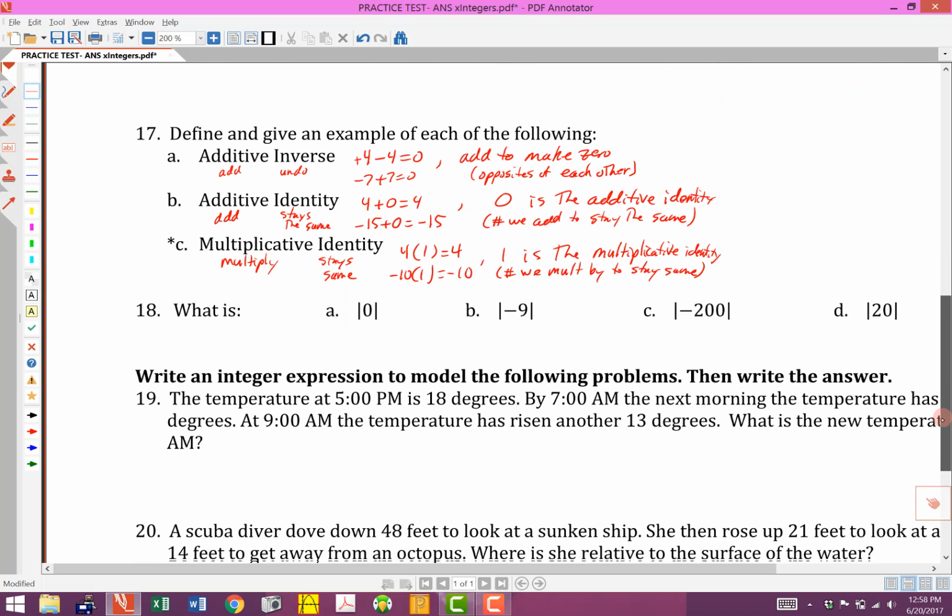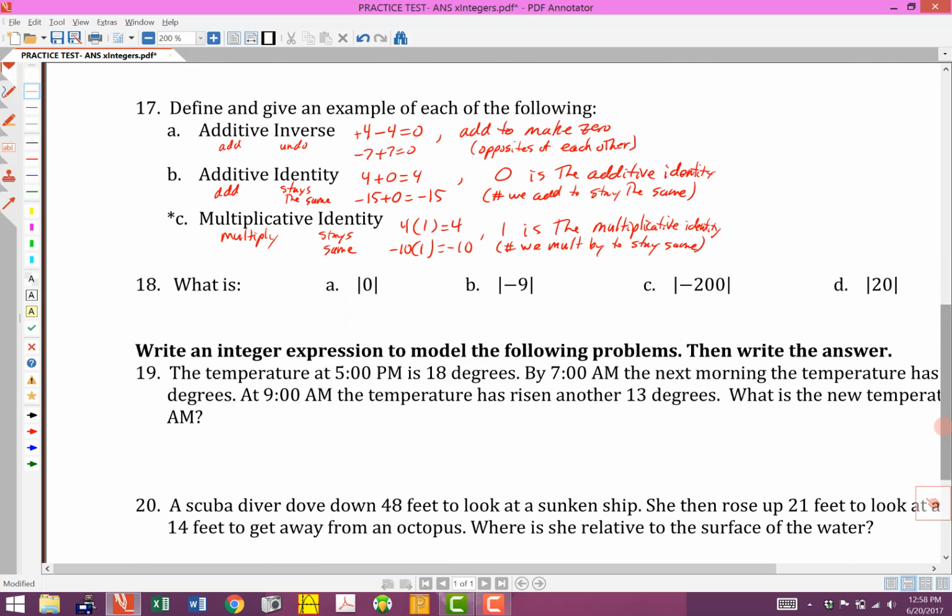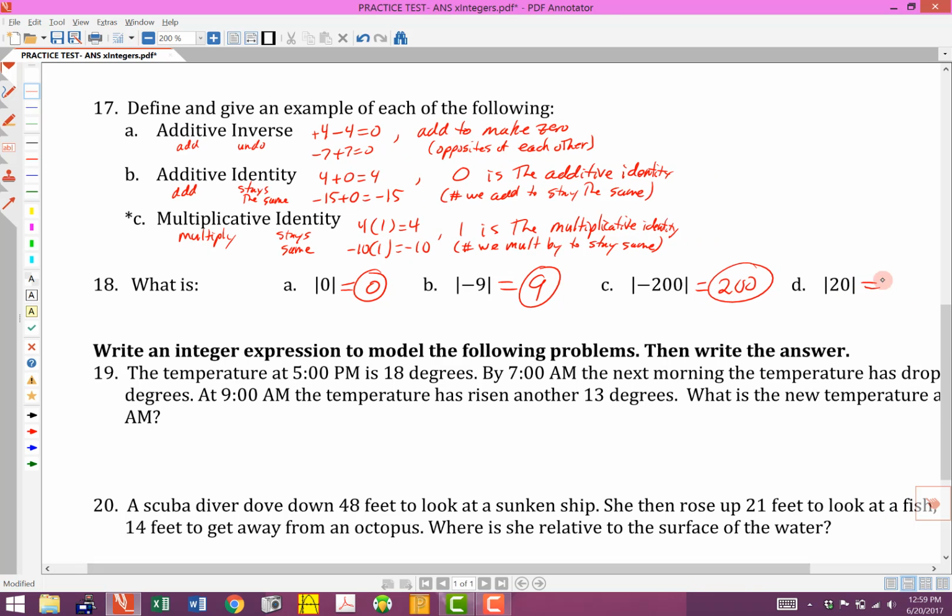We haven't done a whole bunch of these in a while, but this is just absolute value. And the question here is, how far are each one of these numbers from 0? Because remember, that's what absolute value is. It represents the distance from 0. So this is literally asking, how far is 0 from 0? 0. How far is negative 9 from 0? 9. How far is negative 200 from 0? 200. And how far is 20 from 0? 20.